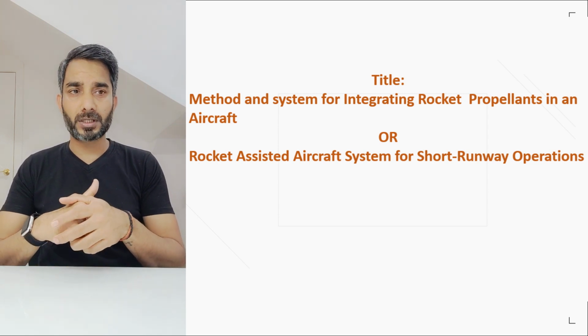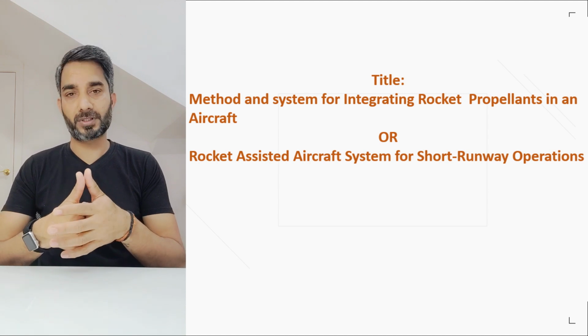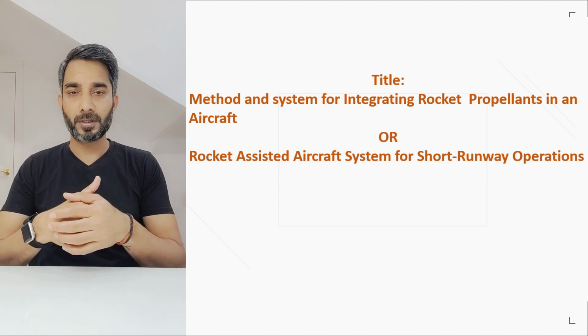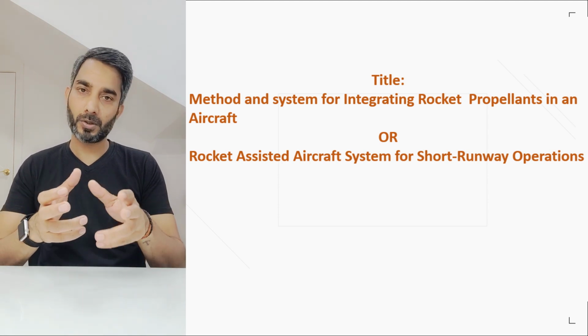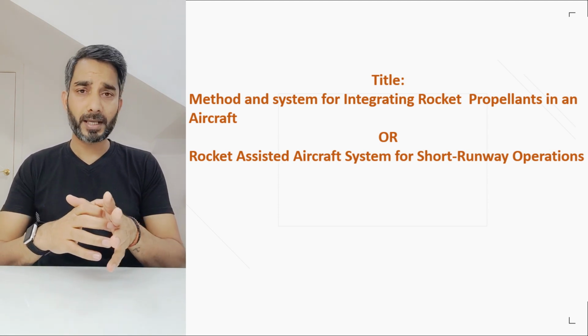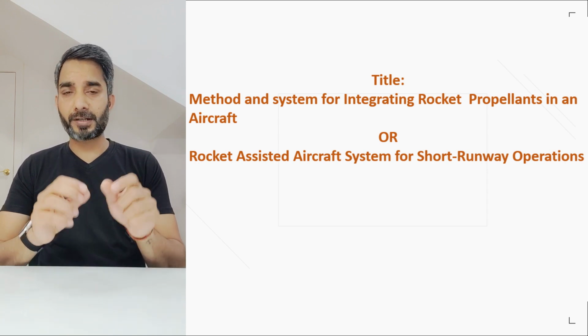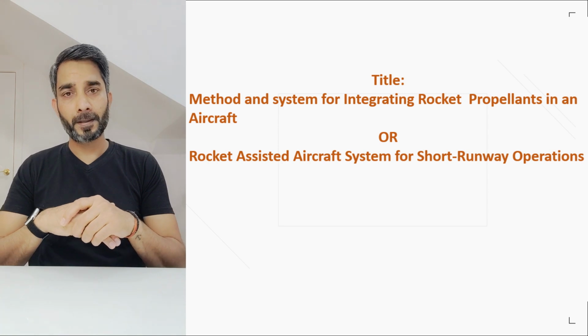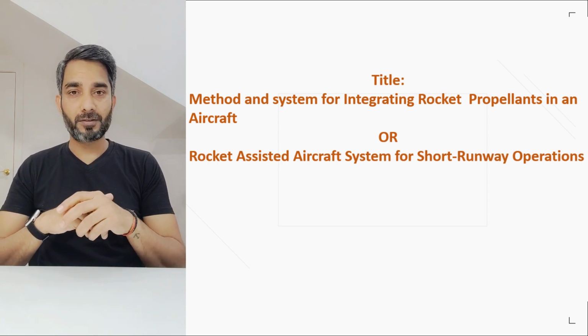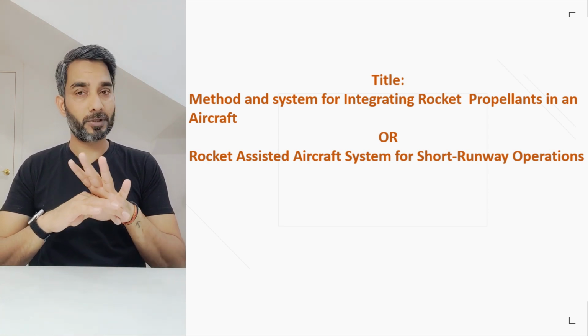Second version was rocket assisted aircraft system for short runway operations. Now here we are providing the technology and problem statement all together. You can take your own call. From the objective, whatever title that you think suits the best, you can pick that up. Now, as I said, we will attempt the claims first, even though in rough.